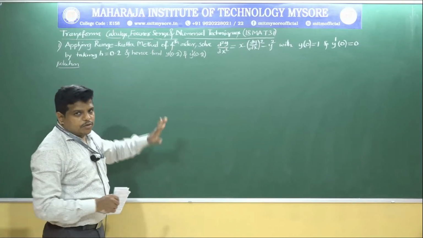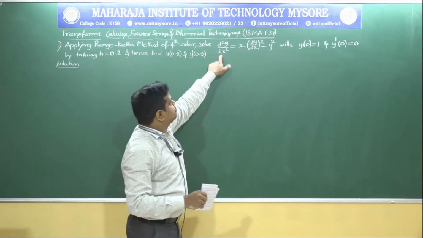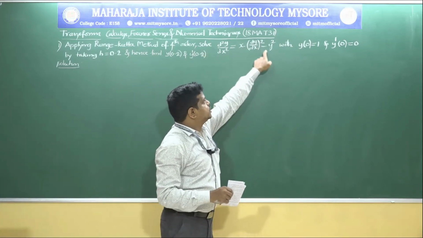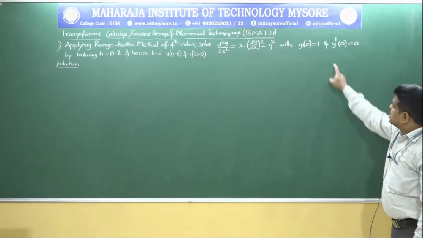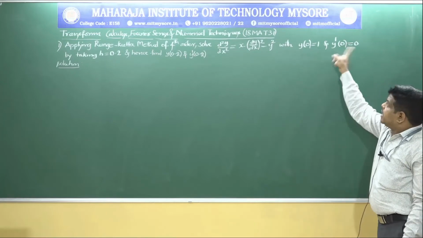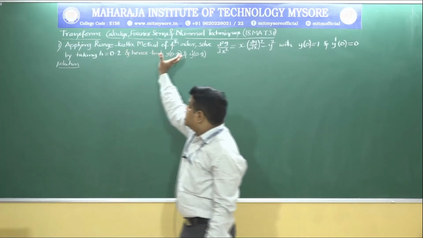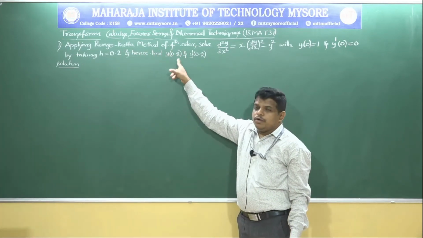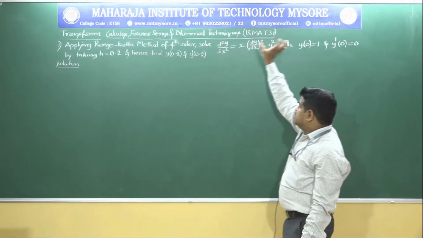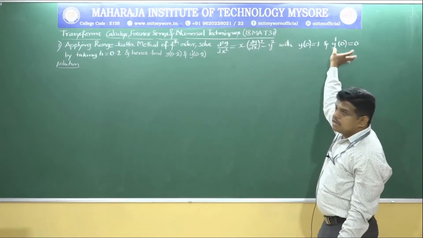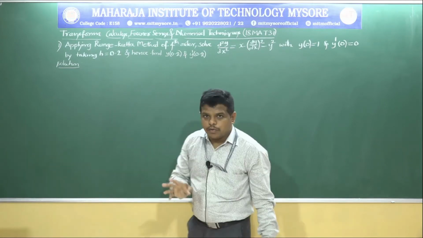The first problem on the Runge-Kutta method of fourth order is: by applying the Runge-Kutta method of fourth order, solve d square y by dx square equals x into dy by dx whole square minus y square, correct to 4 decimal places, given the initial conditions y of 0 equals 1 and y dash of 0 equals 0, by taking step length h equals 0.2, and hence we need to compute y of 0.2 and y dash of 0.2. Observe this, they have given the second order differential equation with the initial conditions y of 0 equals 1 and y dash of 0 equals 0, and the step length h equals 0.2.